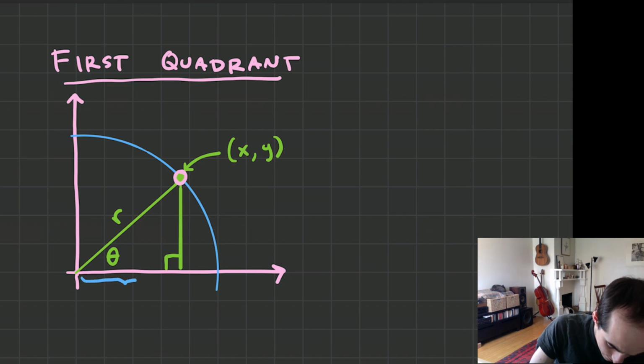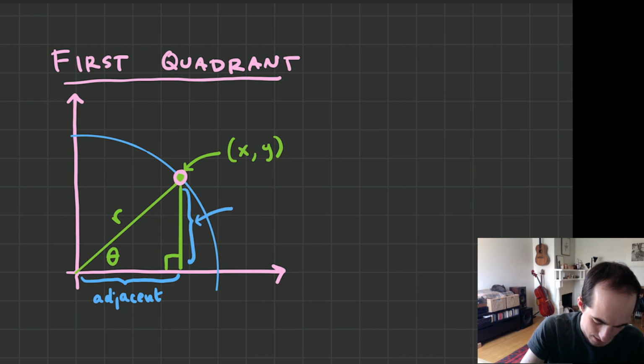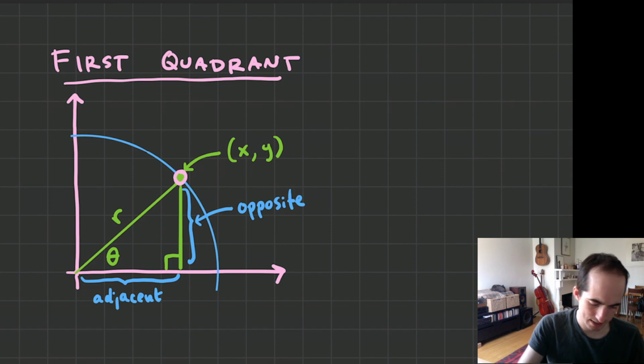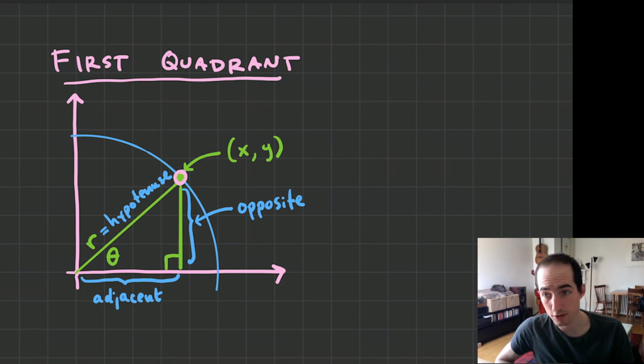So let's just remind ourselves of a couple of things. This side right here is our adjacent side. And this right here, that is our opposite side. Okay, and our radius is actually our hypotenuse. So let me move this over for a second. I'm going to write r is equal to hypotenuse. So the radius of our circle happens to be equal to the hypotenuse.